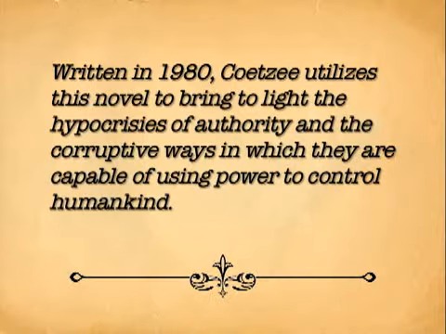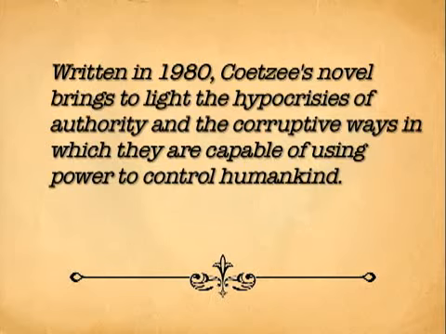Let's take a look at a couple of short examples from student papers. "Written in 1980, Coetzee utilizes this novel to bring to light the hypocrisies of authority and the corruptive ways in which they are capable of using power to control humankind." Well, Coetzee is the author, so he wasn't written in 1980. So if you wanted to fix this, you might say, "Written in 1980, Coetzee's novel brings to light the hypocrisies of authority," etc. Again, provide enough information in the right place to make your meaning clear.